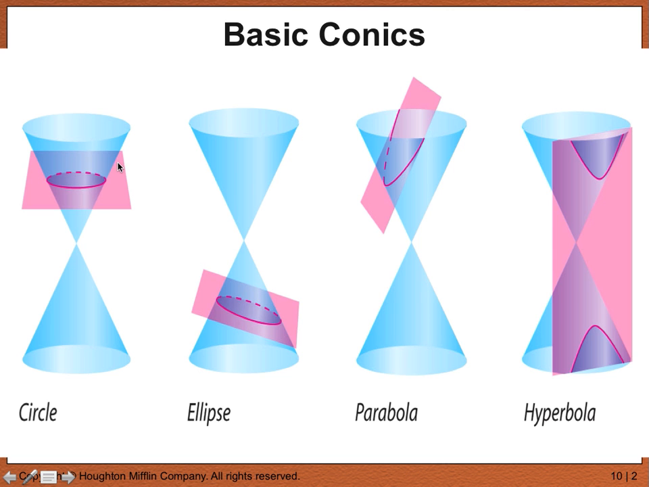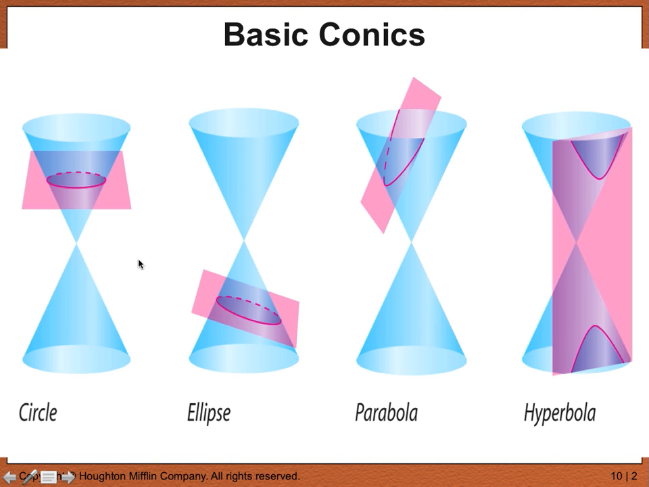The first conic is a circle. This is what happens when a plane intersects a double cone such that the plane is exactly parallel to the base of the double cone. So this plane here is parallel to the base of the cone, and it intersects the cone in such a way that the resulting shape is a circle.